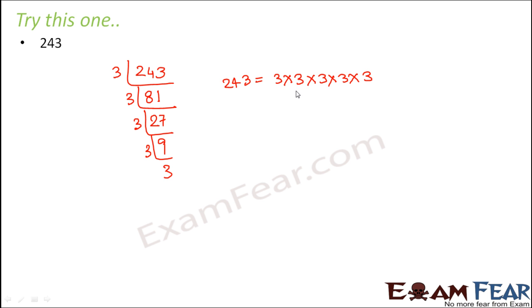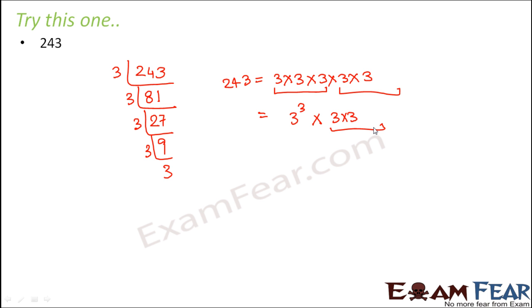So now let's divide it into groups of 3. So 3 3s together. Now we do not have 3 3s. We just have 2 3s. That means this can be written as 3 cube into just 3 into 3. So you do not have a 3 cube. You just have 3 into 3.